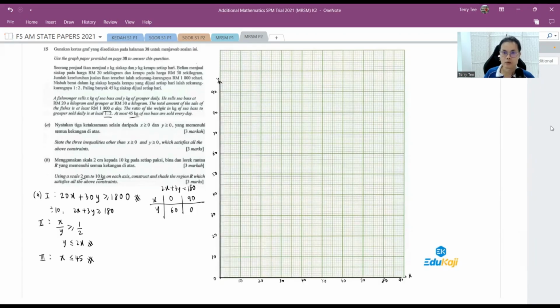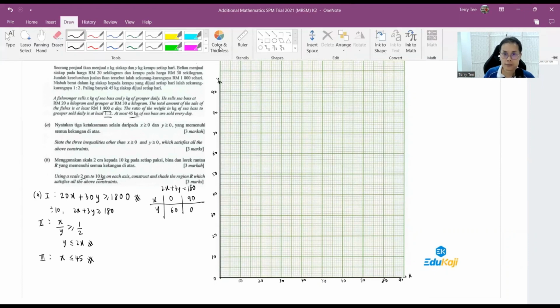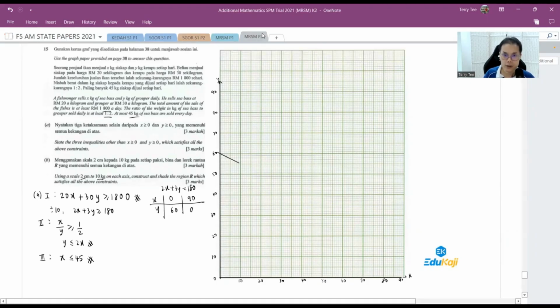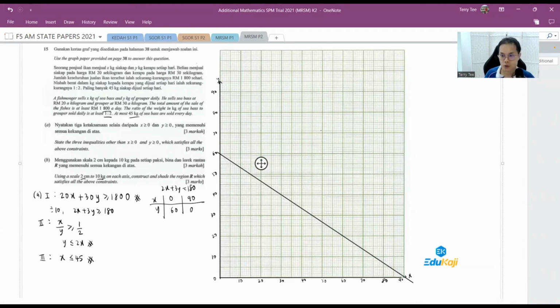Okay, now I need to draw the first line, 0, 60. So where is 0, 60? 0, 60 is over here and 90, 0 is over here. Okay, I think it's okay, right? Yeah, could be better. So this is 2x plus 3y equals 180, the first inequality.